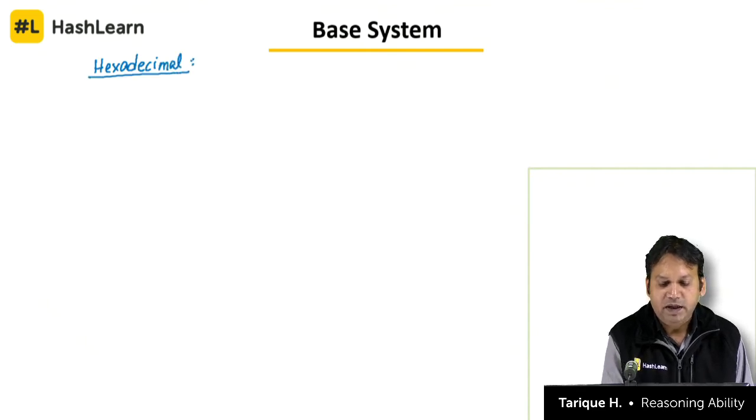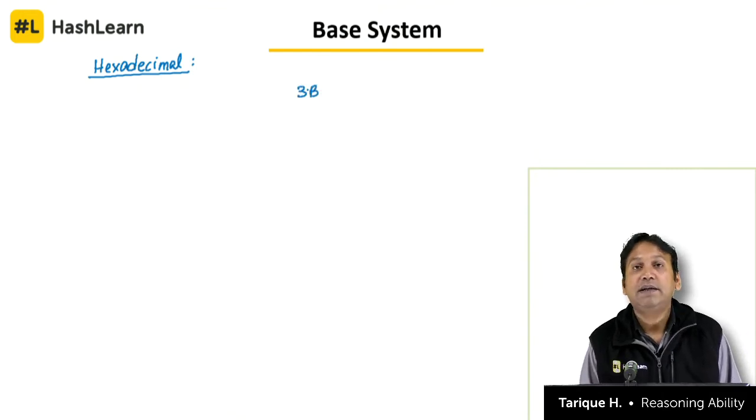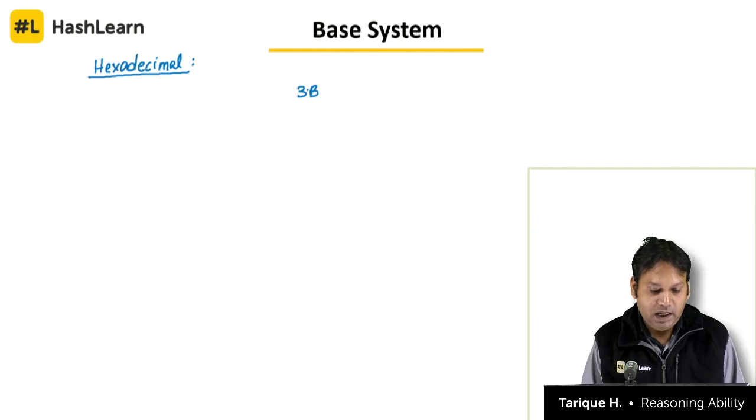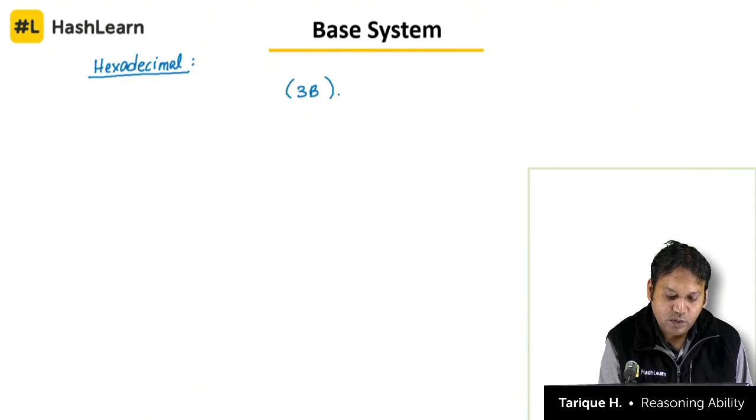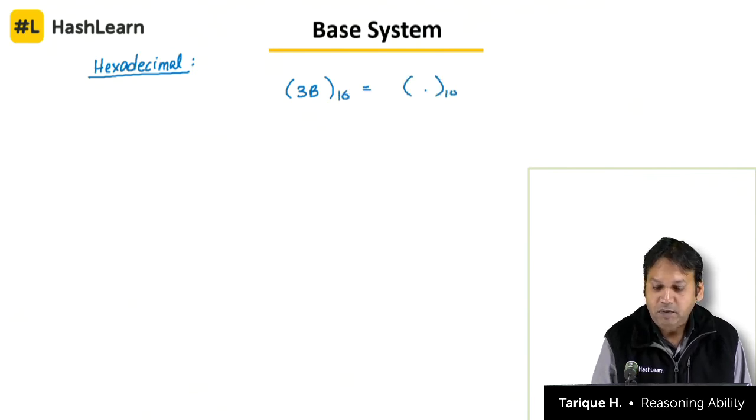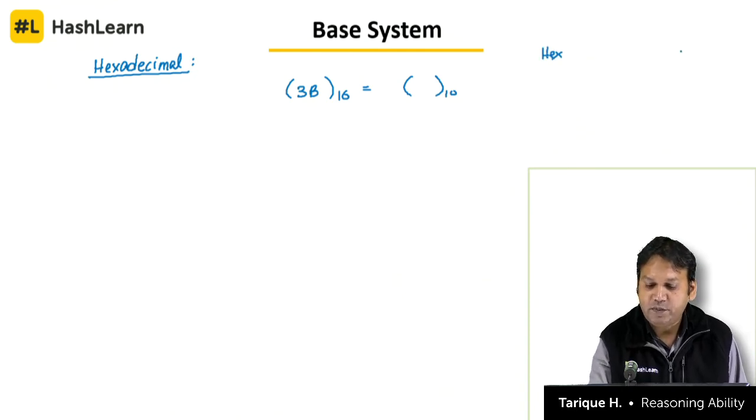Let us say, for example, I tell you that there is a number 3b. What is the number? 3 and b, and you want to find out what this number is equal to in the decimal base system. Because when you convert from hexadecimal, just write hex, to binary, we cannot do it directly. There is a method to do it directly also, but I want to make it simpler for you. So we convert to decimal and then we convert to binary.